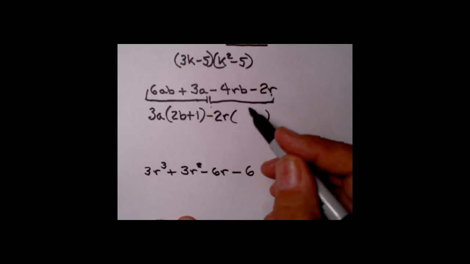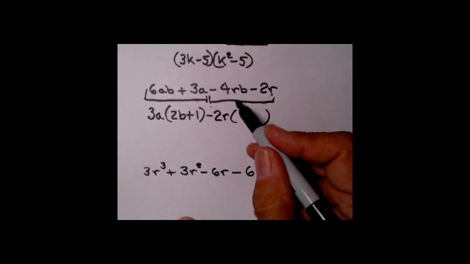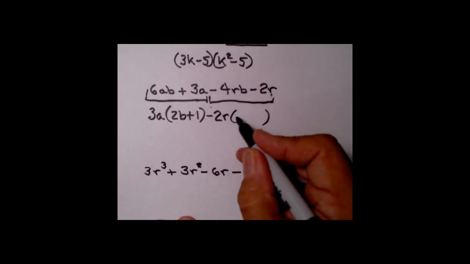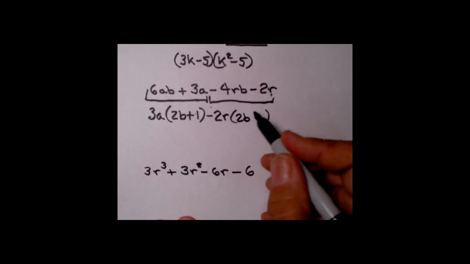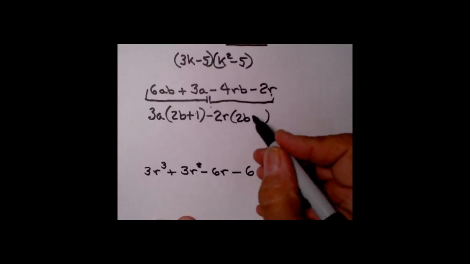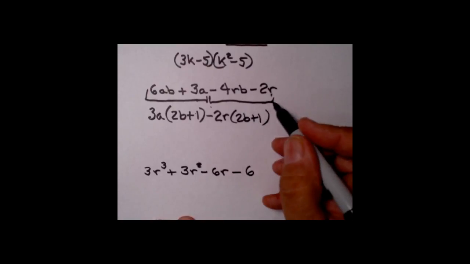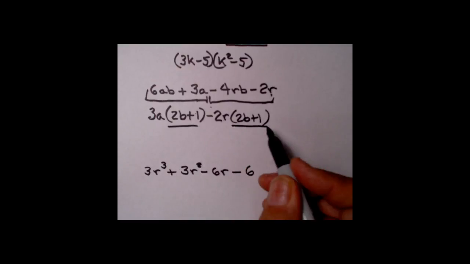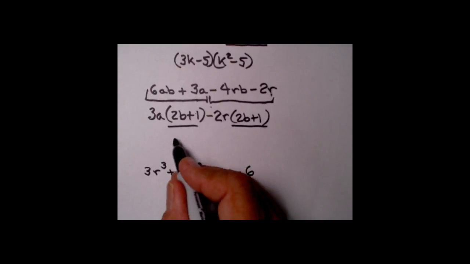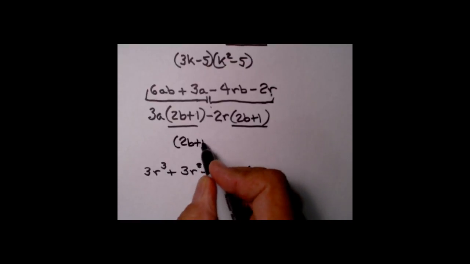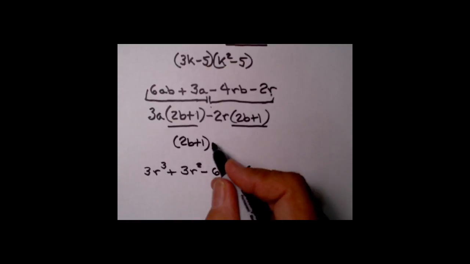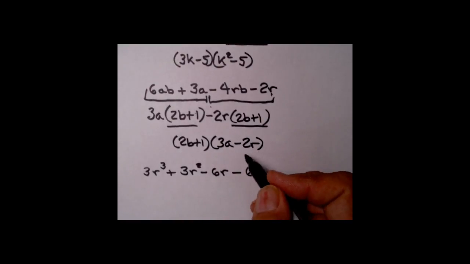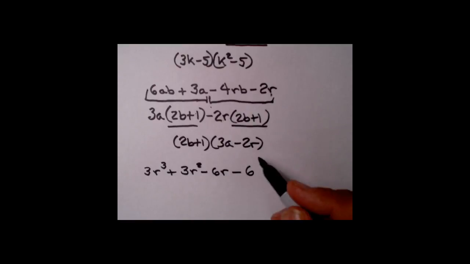Anyway, what are we going to get? Well, negative 2R to make it look like negative 4RB. Got to multiply by 2 and you got to multiply by B, so 2B. And notice it exactly matches this, so plus 1 times negative 2R is, of course, negative 2R. Well, this is another good one. Here we go. We can factor out the common 2B plus 1, and the leftovers are easy to see: 3A minus 2R. Okay. Well, we're going along pretty good here.